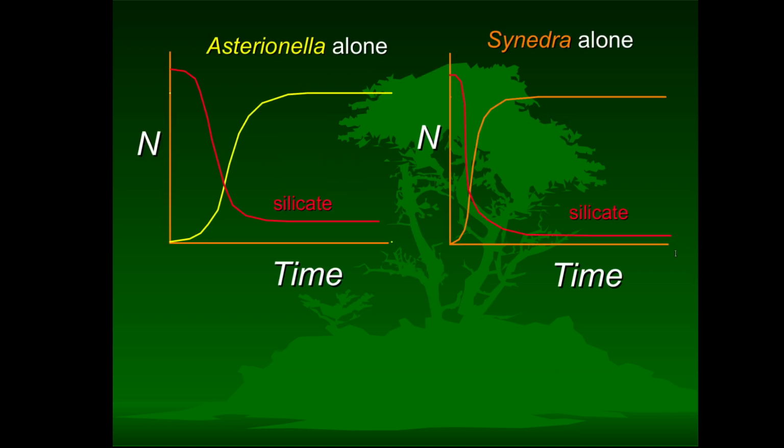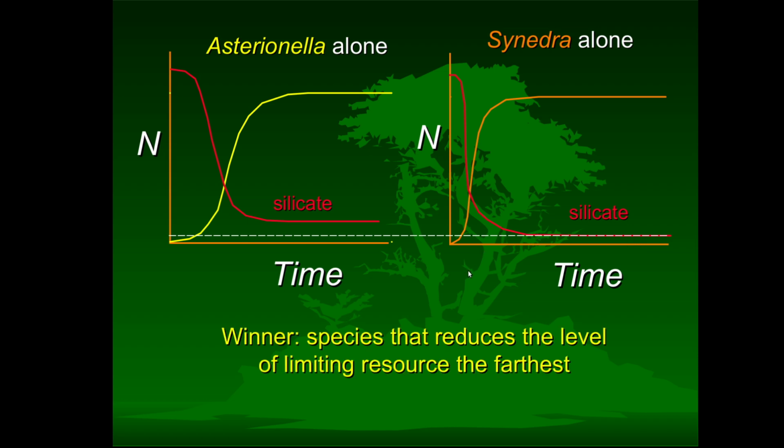So we can predict the outcome of competition just by comparing the resource levels of two species in isolation. If one species can reduce the resource to a level below the minimum level that the other species can subsist on, then it wins or can win the competition. So just by comparing the resource curves to the population curves, we can determine the shutout levels and carrying capacities and determine whether the shutout level is greater than the carrying capacity or not. So the winner is the species that reduces the level of limiting resource the farthest.